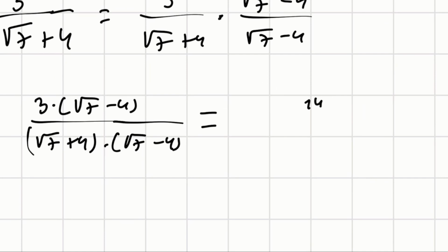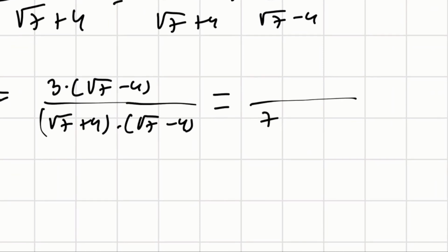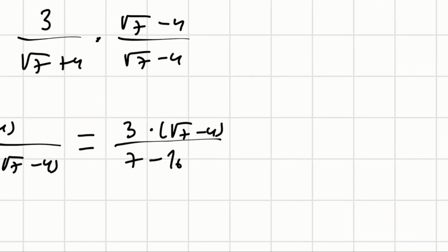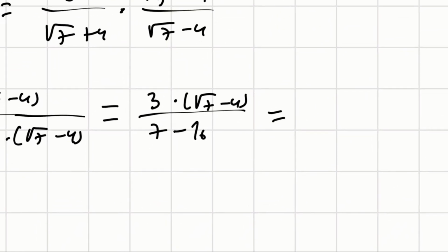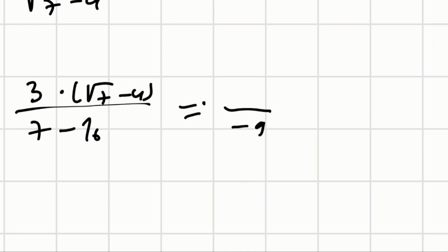Now let's try to just leave it there and get the idea. So this here is 7 minus 16, and this here is 3 times square root of 7 minus 4. This will give us, so 7 minus 16 is nothing else than minus 9. Therefore, we get minus 9 divided by 3 times square root of 7 minus 4.